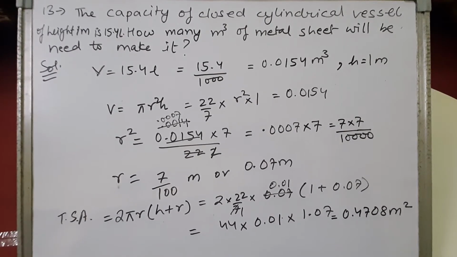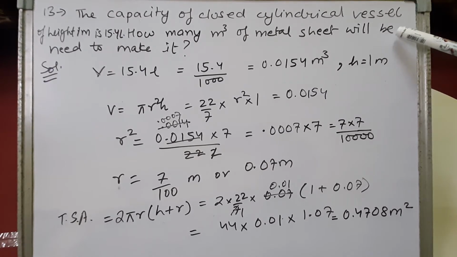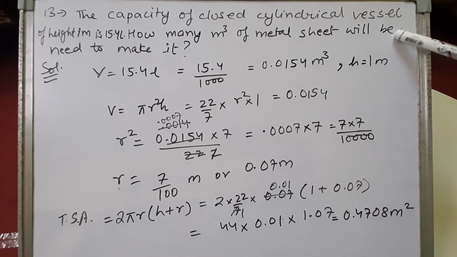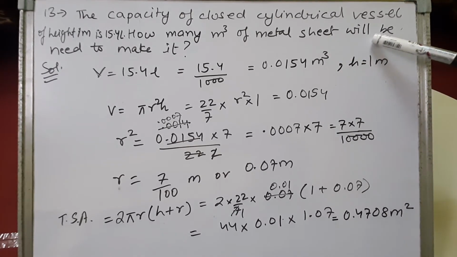Let's see another sum, children. In this sum it is given that the capacity of the cylindrical vessel of height 1 meter is 15.4 liters. How many meter cube of metal sheet will be needed to make it? That means we have to find the total surface area of the closed cylindrical vessel, right?